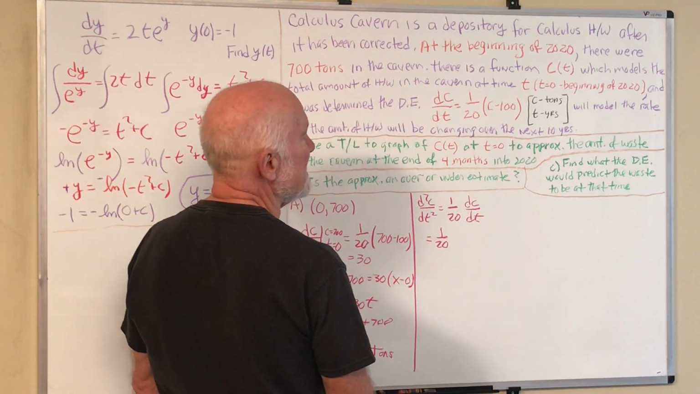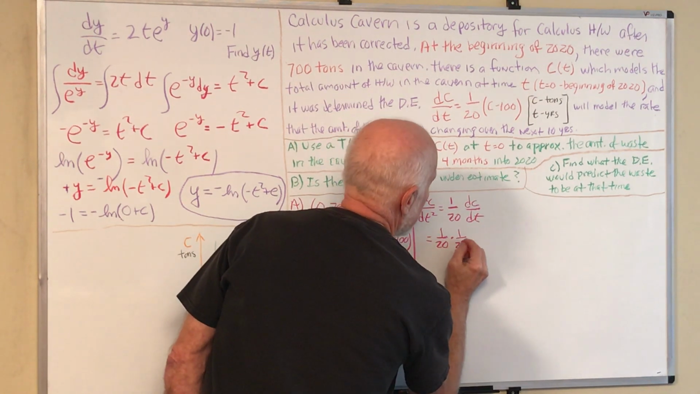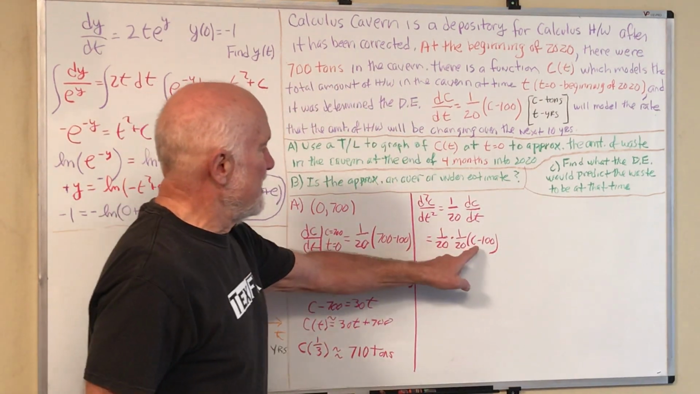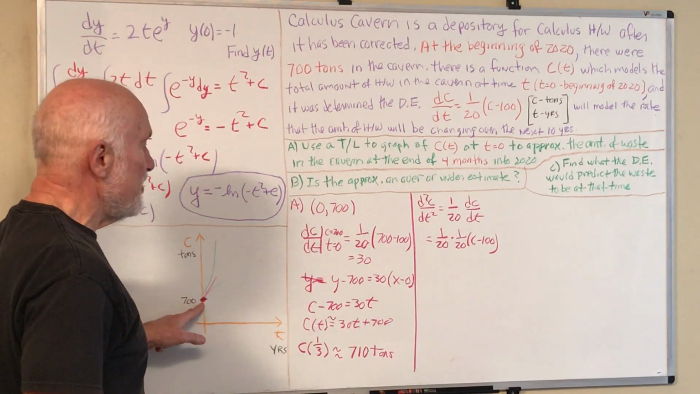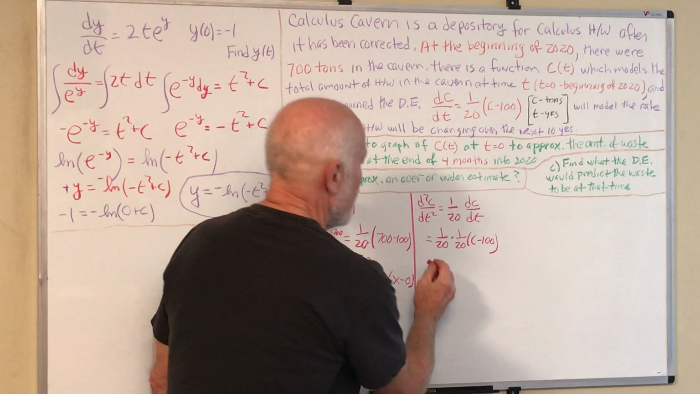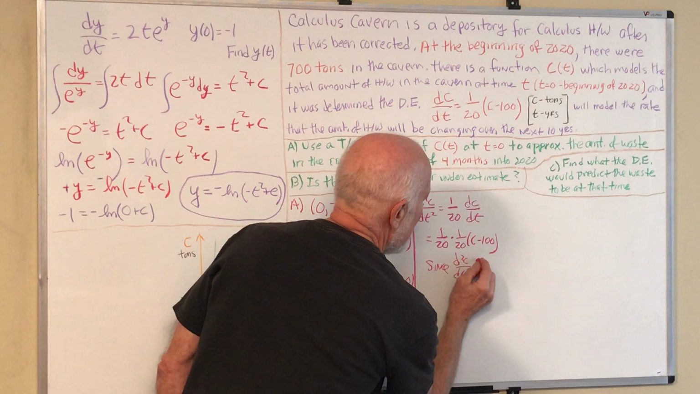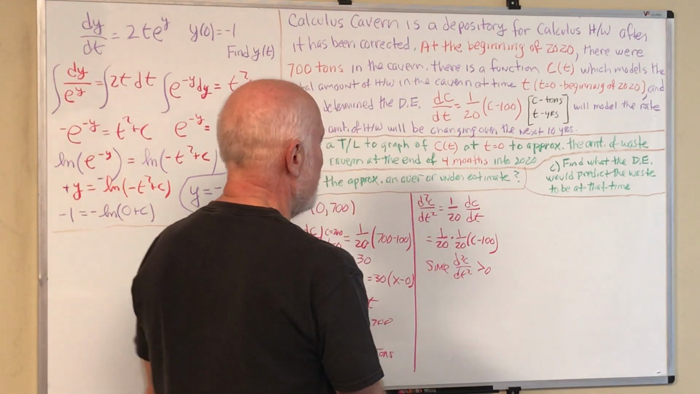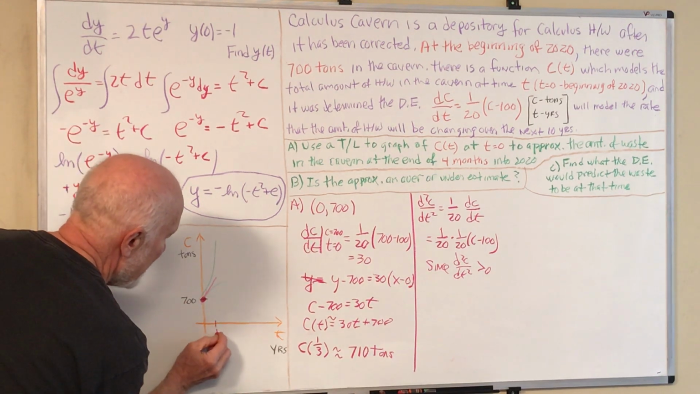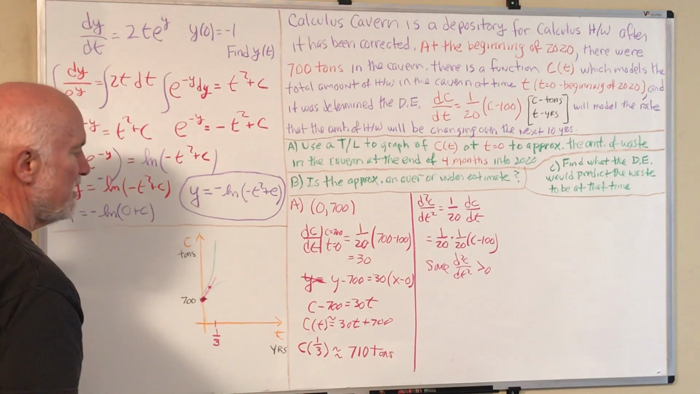What is dc/dt? It's what we already have up here. Since we know that c starts out at 700 and is increasing, this is positive. So since d squared c over dt squared is greater than 0, we know that the function c is concave up. So this estimation at 1/3 of a year is going to be an underestimate.